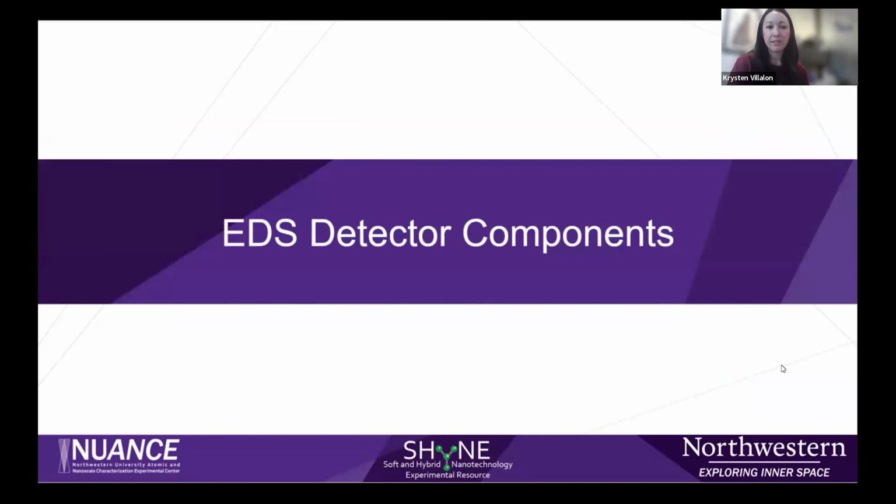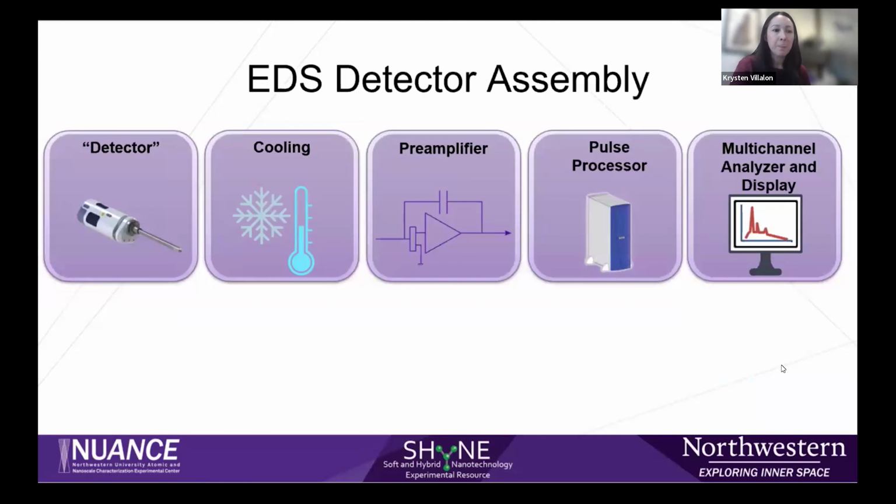So let's talk about the different detector components. To talk about the EDS detector sort of depends on what you define as the detector. We can think of really the EDS detector assembly. What are all the hardware components that are involved when that X-ray is finally released from your sample, everything involved from converting that X-ray to your final spectrum you see on your computer. So we'll go into all of these different components separately.